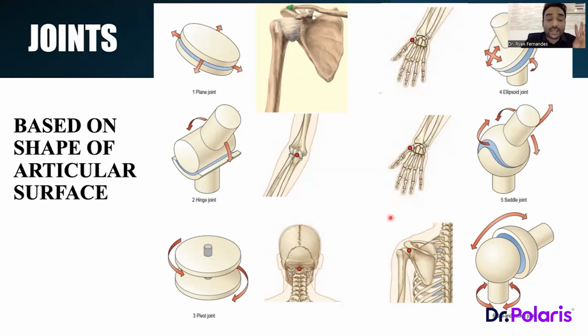So based on the shape of the articular surface, based on the shape of the two points which are coming in contact, the joints are divided into plane joint and hinge joint, both uniaxial, with movement only in one plane. Then comes pivot joint and ellipsoid joint, where movement occurs in 2 planes perpendicular to each other. And the last two are saddle joint and ball and socket joint, which have movement in all the planes.